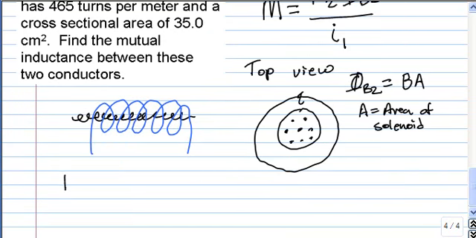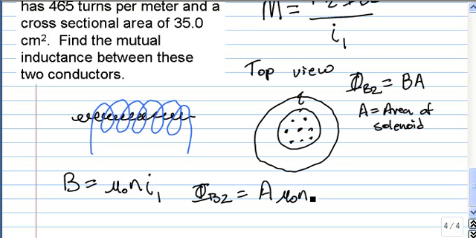All right, so let's calculate the magnetic field of a solenoid. That's just mu naught times n times the current through the solenoid, in this case I1. So the flux through the wire loop is going to be the area of the solenoid times mu naught times n times I1.